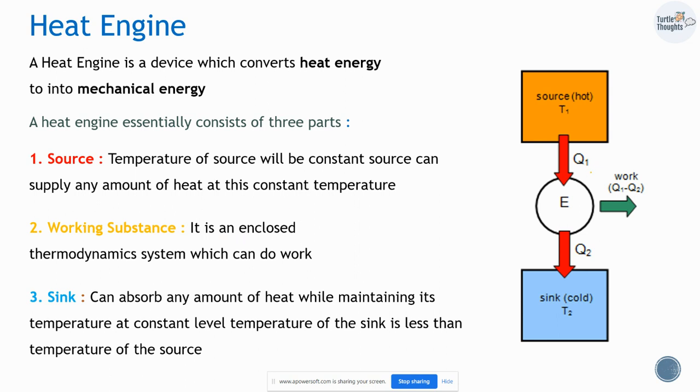So if you consider a heat engine over here, the temperature of the sink can be taken as T2, and the temperature of the source as T1. Always T1 is going to be larger than T2. The temperature of the source is going to be larger than the temperature of the sink. Work done is given by the difference in the heat, Q1 minus Q2. That is how you are going to calculate your work done.